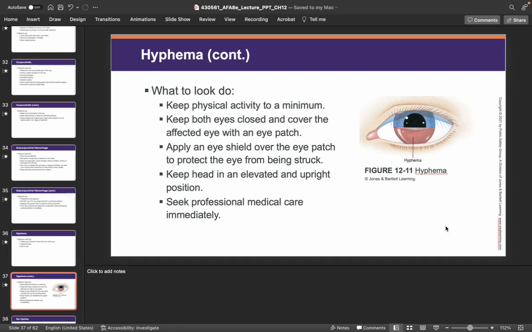So what to do? This is an emergency. We need to try and limit this person's activity, keep their eyes closed, and cover that eye with a patch. We don't want them looking around a whole bunch. We want to protect this eye from being hit again. Try and elevate this person. Don't let them lay down because we don't want the bleeding to continue. And this person needs to see medical care right now. Okay, this is sight threatening.